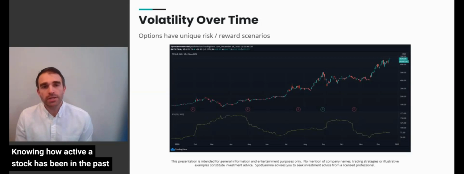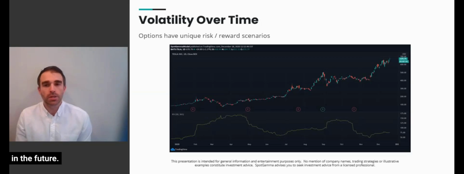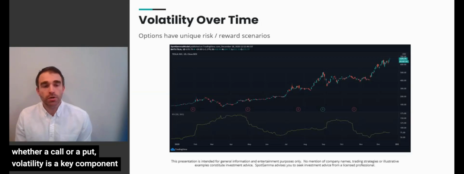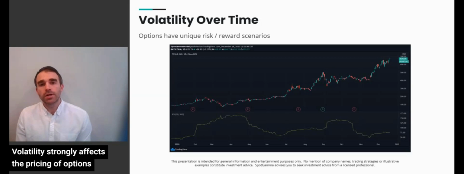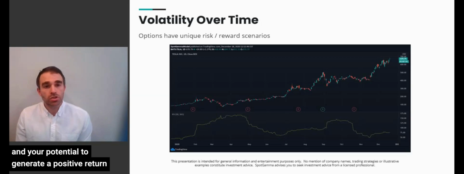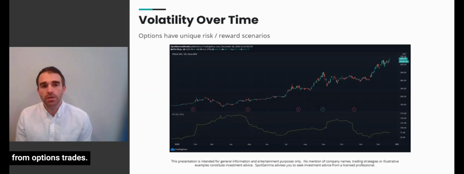Knowing how active a stock has been in the past is important to estimating how much a stock can move in the future. So, the big takeaway is that when you are trading an option, whether a call or a put, volatility is a key component that must be measured and factored into your decision. Volatility strongly affects the pricing of options and your potential to generate positive return from options trades.